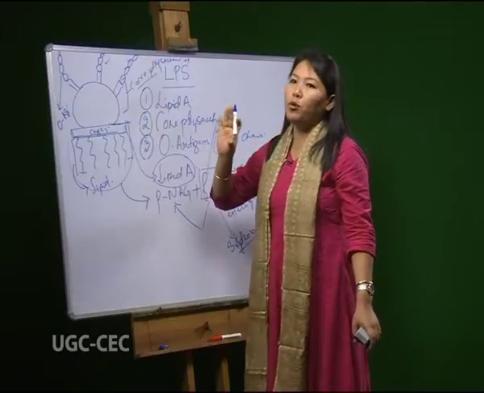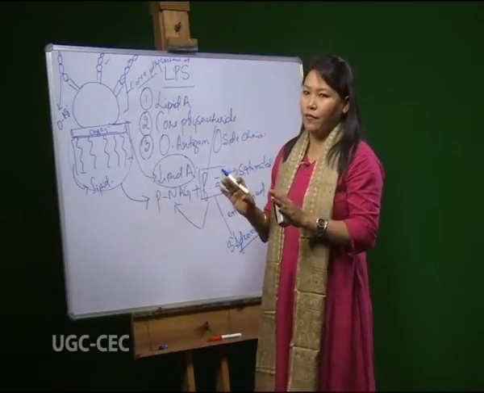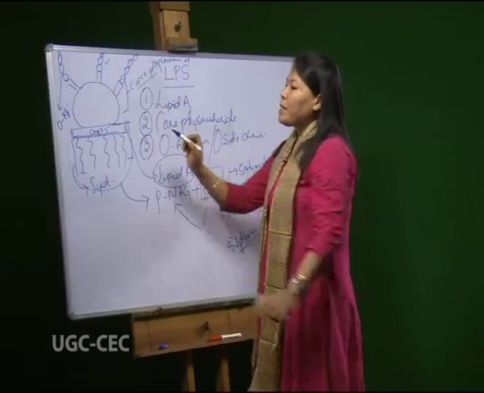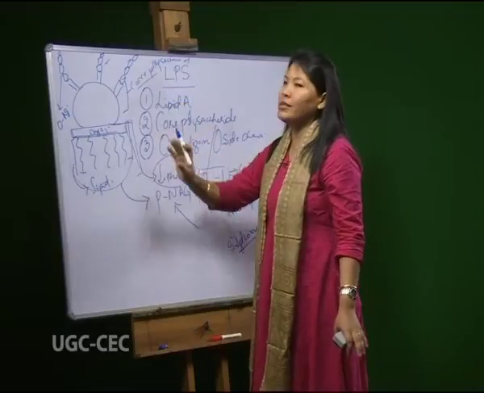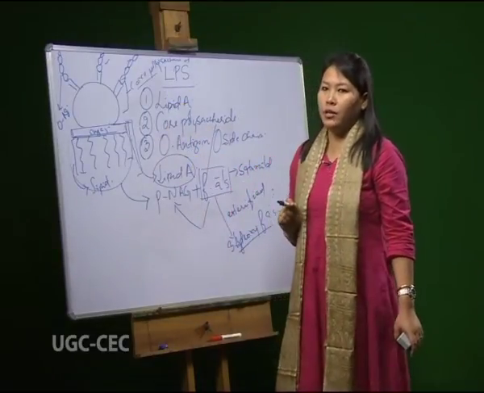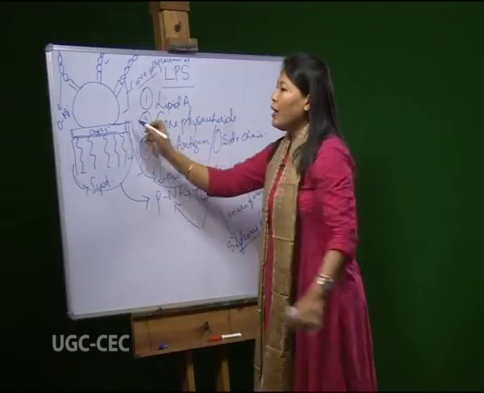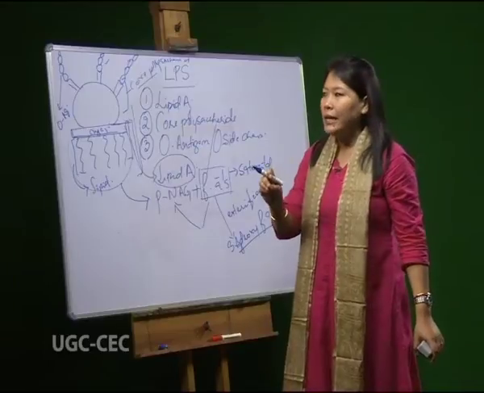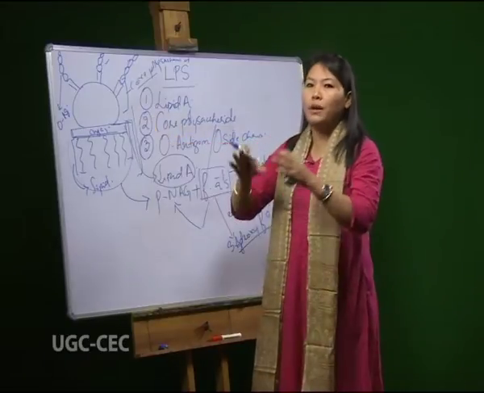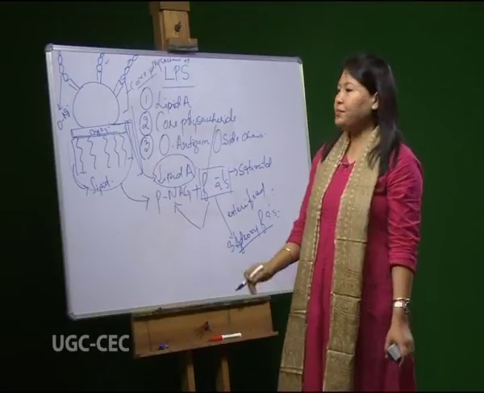One very important point to be noted is that when the bacteria is alive, this lipid A portion is not exposed, so its toxicity cannot be generated. In order to generate its toxicity, you need to lyse the bacteria, you need to kill the bacteria. Then only this lipid A portion will be exposed and its toxicity will be generated.